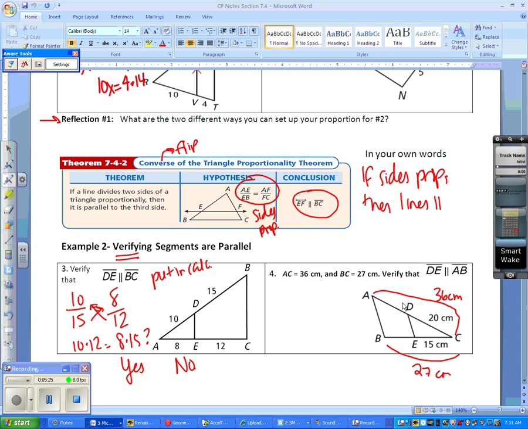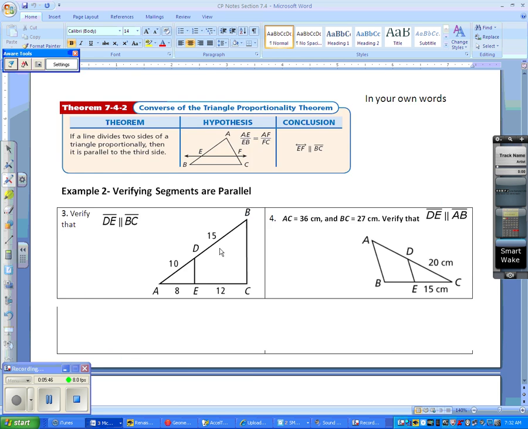So what we can do is, if I know that this part's 20 and the whole thing is 36, that means this part has to be 16. Similarly, if this whole thing is 27 and this part's 15, that means this part has to be 12 by the segment addition postulate. Now that you know what the pieces are, go ahead and finish number 4 to show whether or not the lines are parallel by using proportions.